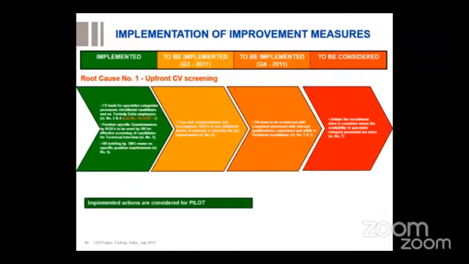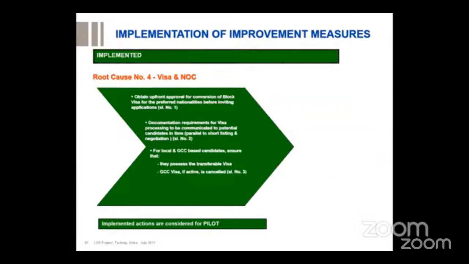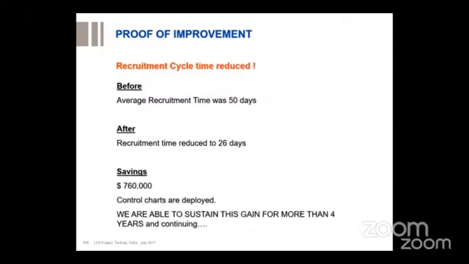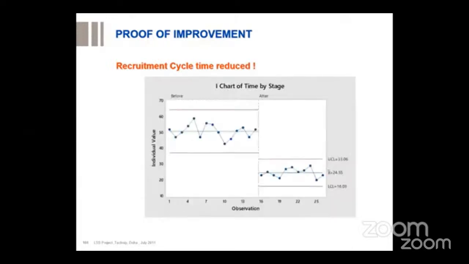So we got some good ideas, implemented those ideas, and we were able to now reduce the recruitment cycle time and put some control actions in place. Earlier the recruitment time was 50 days and it reduced to 25 days. And you can see the control chart before and after.